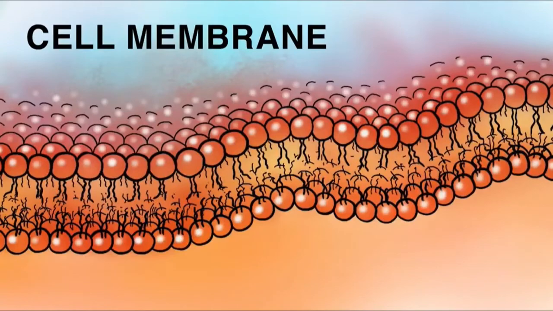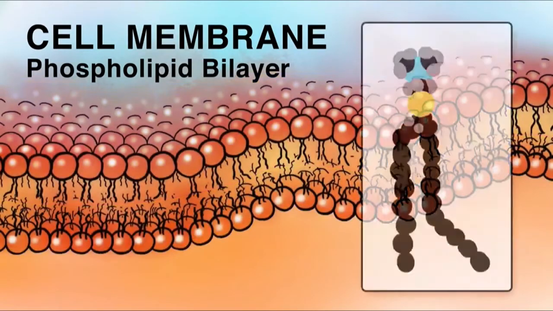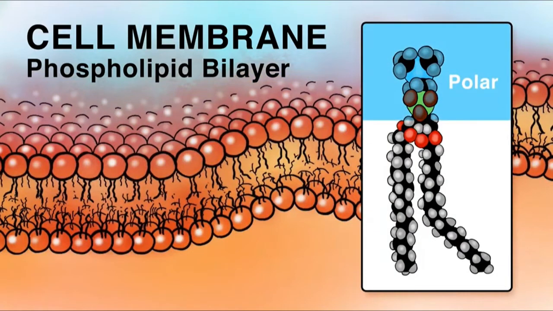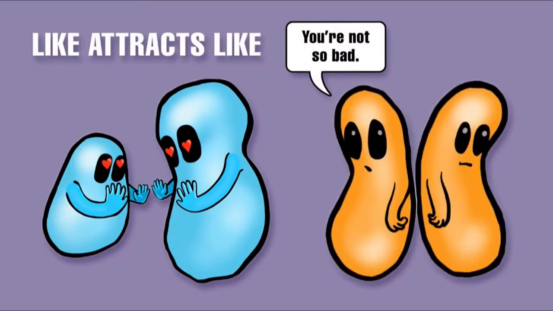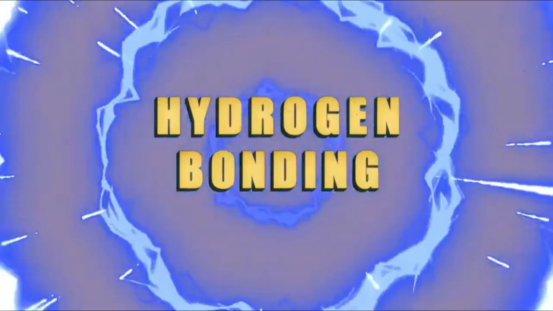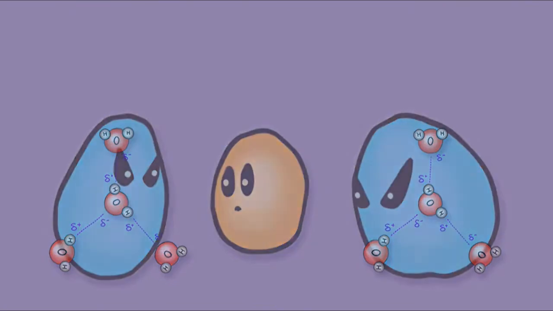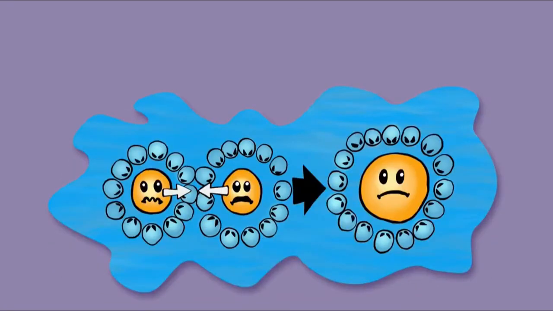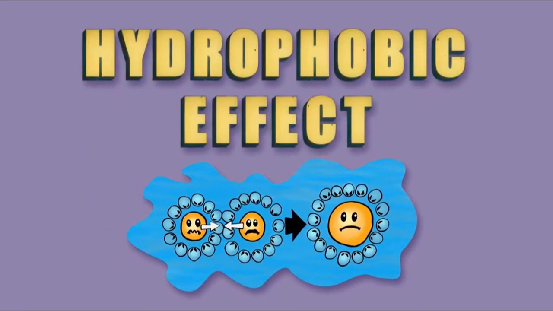Recall that cellular membranes are made up of a phospholipid bilayer, which consists of two leaflets of phospholipids. These phospholipids have polar heads which are hydrophilic, or water-loving, and nonpolar fatty acyl tails that are hydrophobic, or water-hating. Polar substances like to interact with other polar substances, and nonpolar substances hang out with other nonpolar substances. This really attests to the power of hydrogen bonding. Water molecules want to interact so badly with their polar buddies that anything nonpolar getting in the way of their hydrogen bonding results in decreased entropy. The result is what's called the hydrophobic effect.